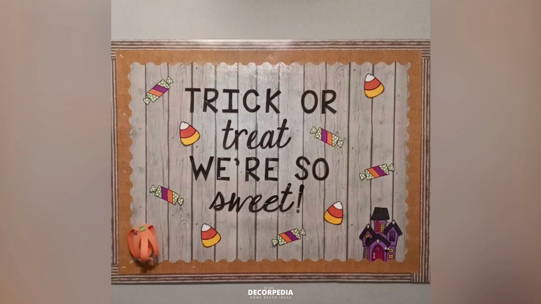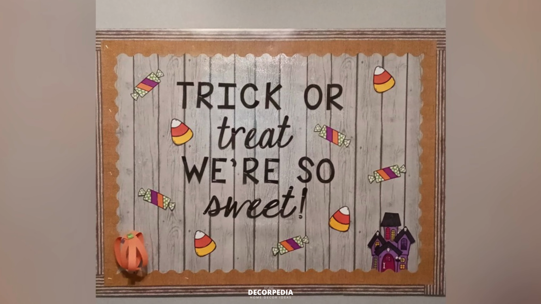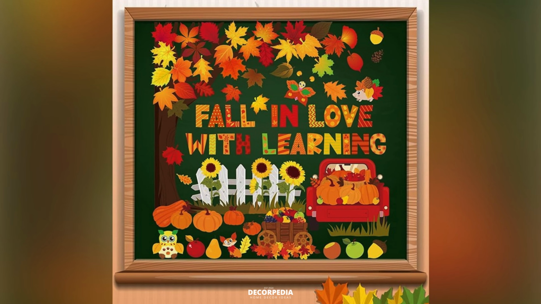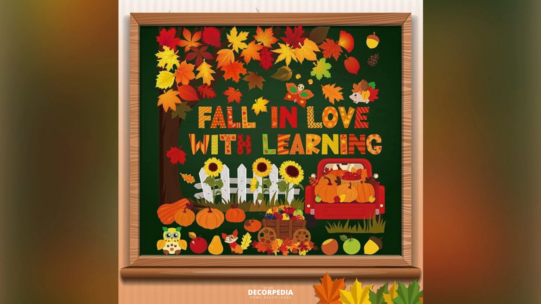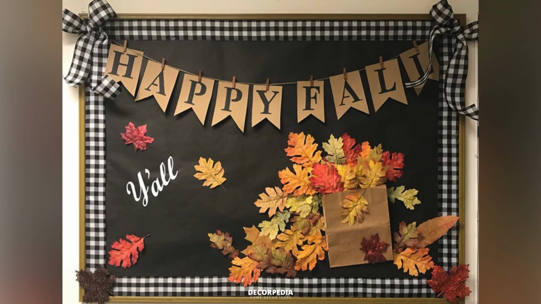Fall Science Board. Create a board that teaches about the science of fall: why leaves change color, the life cycle of a pumpkin, or the migration patterns of birds. Use diagrams, illustrations, and real-life examples to bring these concepts to life.